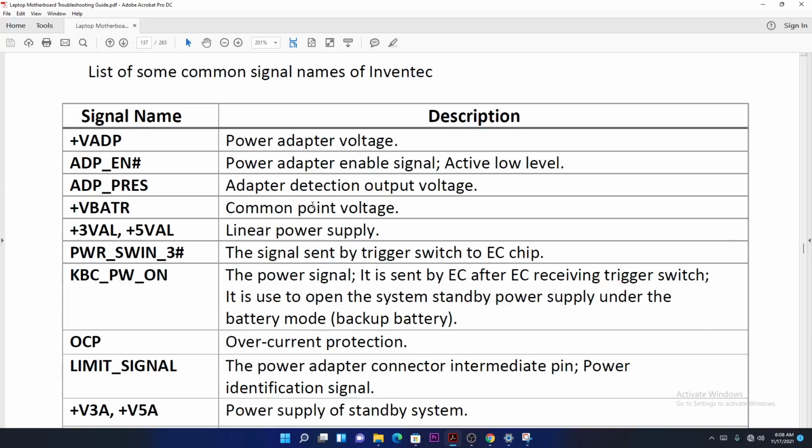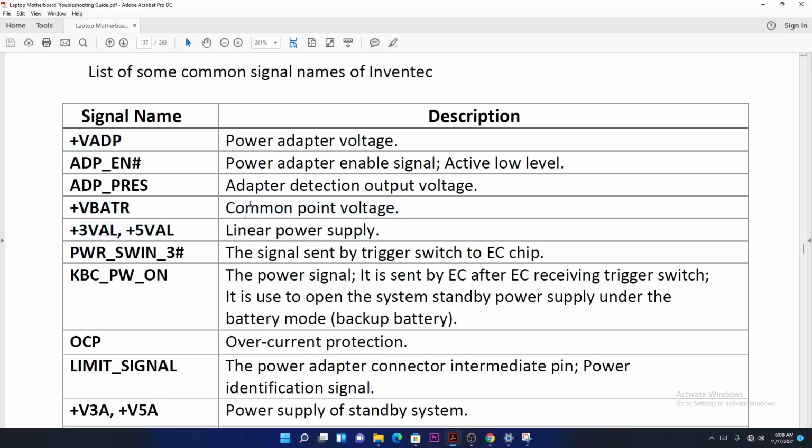All right, let's move on. Voltage adapter, power adapter. Okay, this is 19 volts. Adapter enable, power adapter enable active low. This is a power adapter enable signal. Adapter present. This one means adapter present. Adapter enable, adapter present, voltage adapter. These are all the 19 volts adapter detection.